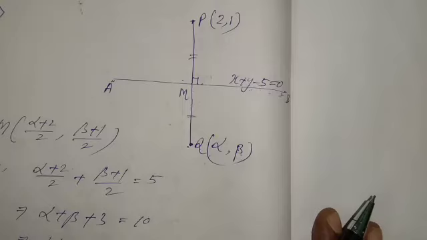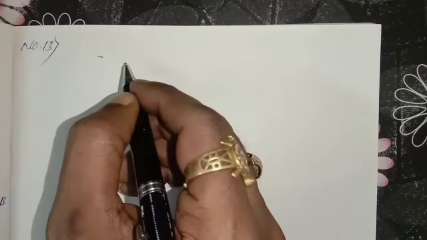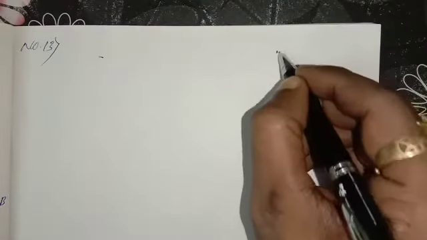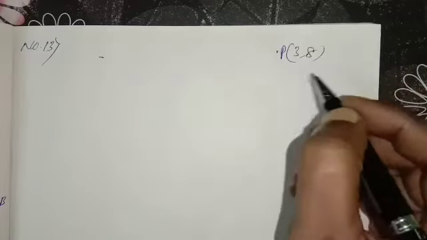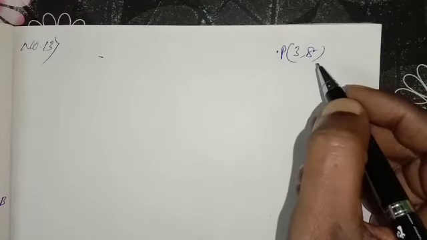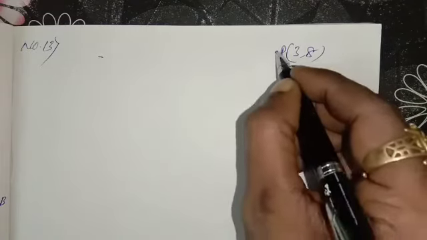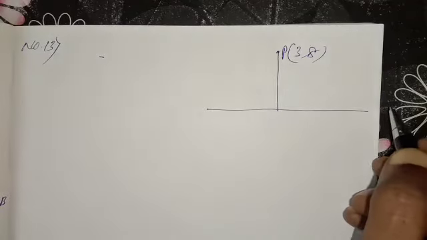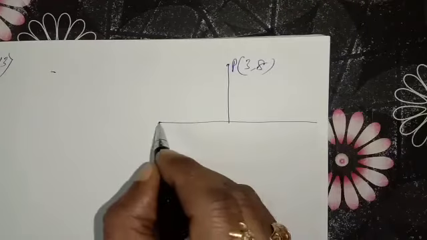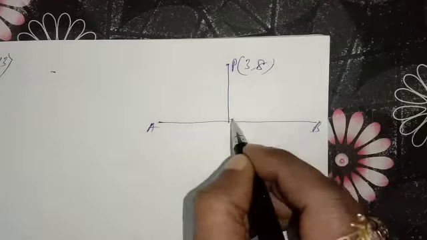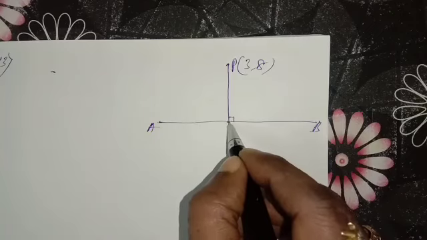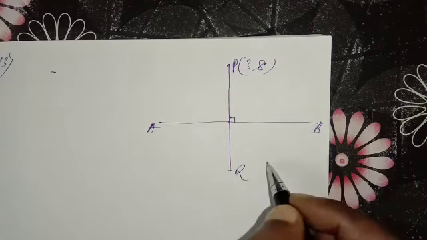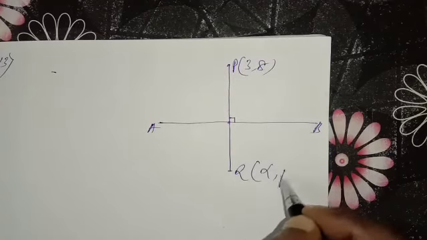Okay, let us go to the next number. Next question given: find the image of the point (3, 8) with respect to the mirror line. Same type of question. Let the mirror line be AB. This will be perpendicular and this will be the midpoint, at the same distance, downward. Let that point be Q. This coordinate you have to find out. Let this coordinate be (alpha, beta).